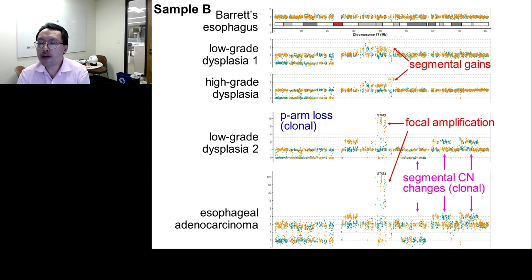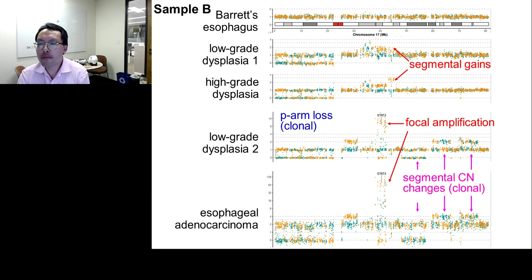Now, when you look at the early stage lesions, including low-grade dysplasia 1 and high-grade dysplasia, you can already see some copy number alterations around the same region that is shared between the low-grade dysplasia 1 and high-grade dysplasia, but distinct from low-grade dysplasia 2 and esophageal adenocarcinoma.